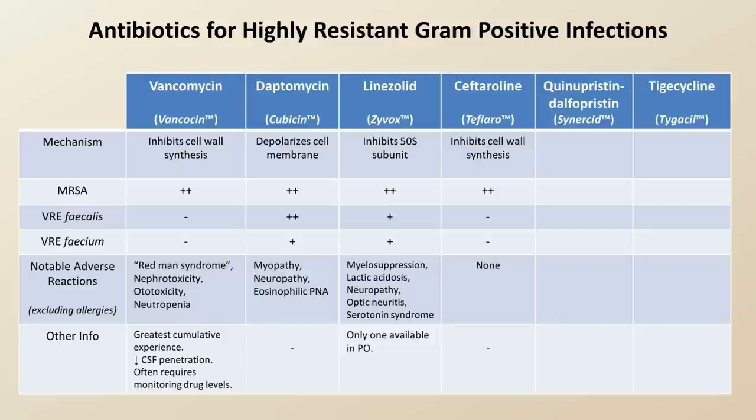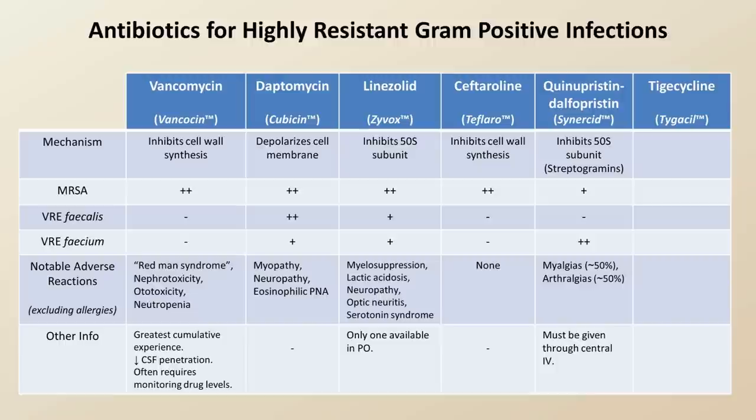The drug more commonly known as Synercid is actually a 30-70 combination of quinupristin and dalfopristin, which are compounds in a class called streptogramins, which inhibit the 50S subunit. Although Synercid has some MRSA coverage, its real use is as one of the best antibiotics we have against VRE faecium. Interestingly, there is no coverage of VRE faecalis. As many as 50% of patients on Synercid will get myalgias and arthralgias. And because of a very high risk of thrombophlebitis, Synercid can only be given via a central line.